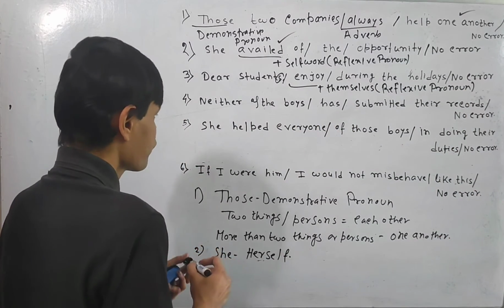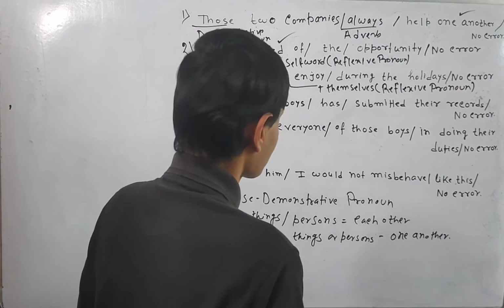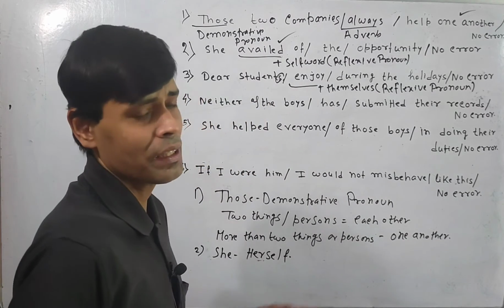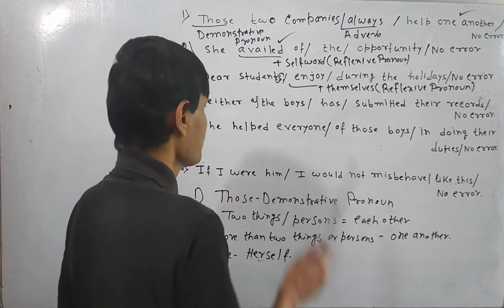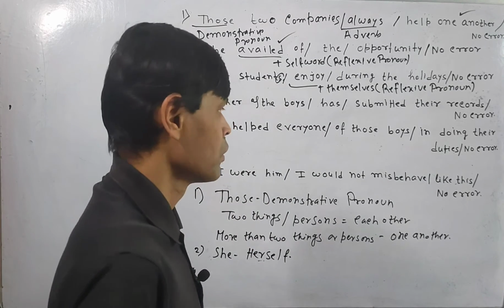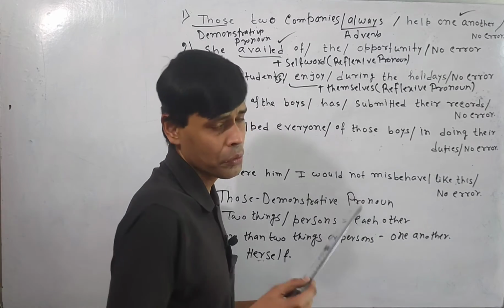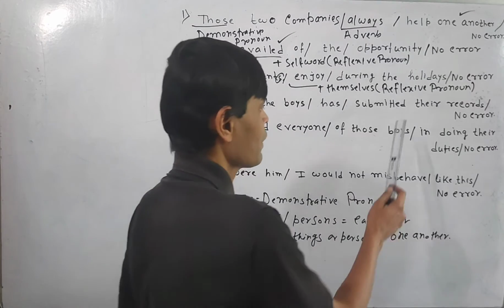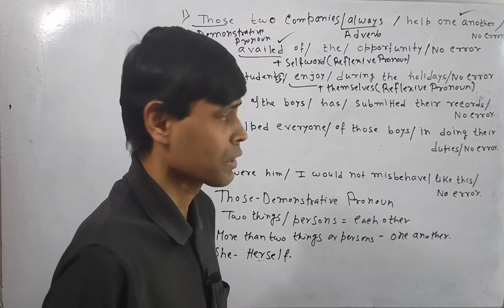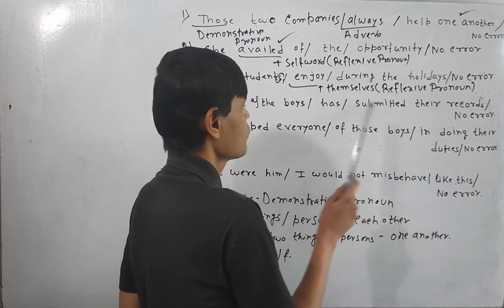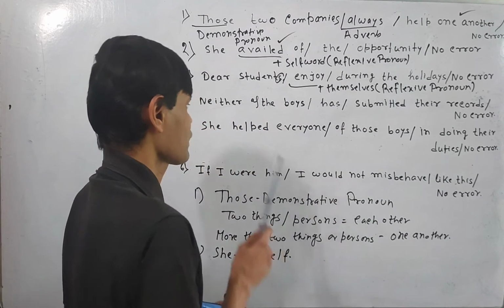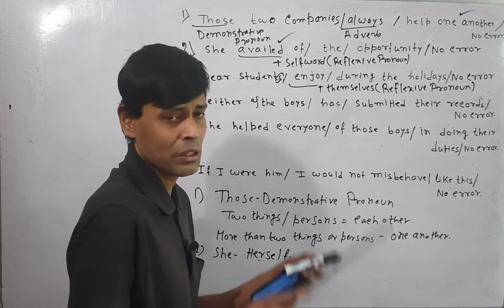Now if I just go for the next question, neither of the boys has submitted their records. Whenever we are going to use neither nor or either or in this way, the subject must be singular in nature. So whenever the subject is singular in nature, we cannot write their because their refers to some plural subject. So this is the mistake here. We have already written has. So it is because of has, you can understand that the subject is already functioning as a singular word.